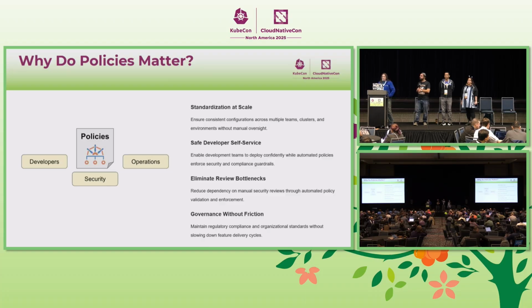So it reduces context switching and makes things a lot easier on them to know what they can and can't do. It eliminates bottlenecks above all, because now they don't have to ask for permission for things. They automatically have things in place that are set up for them. And it provides governance without friction.